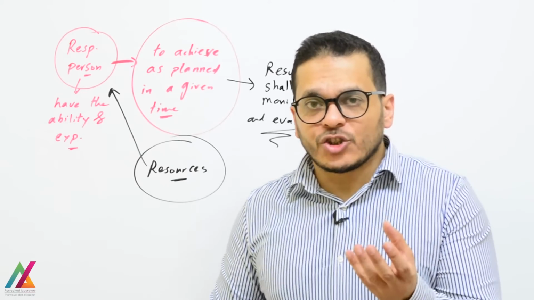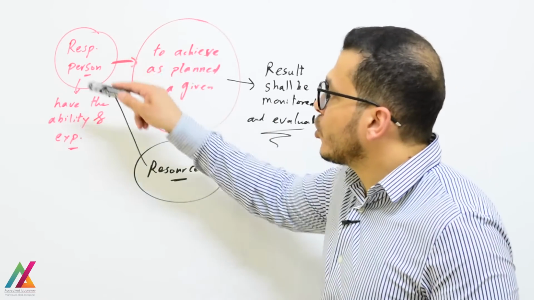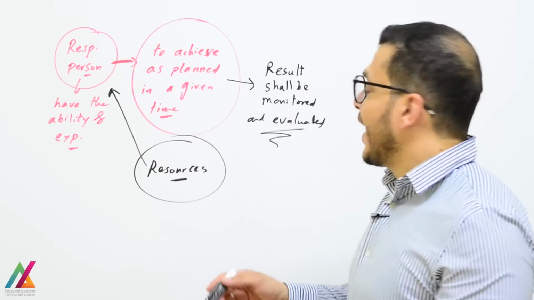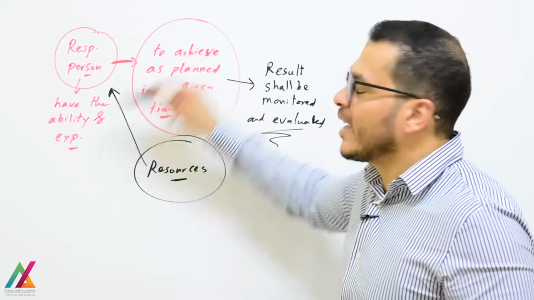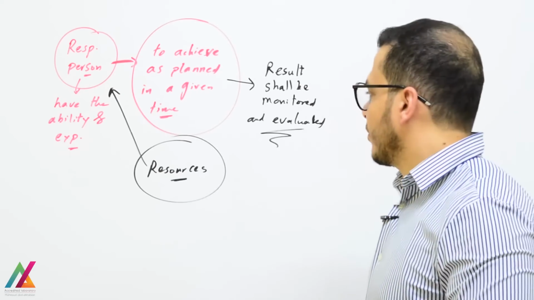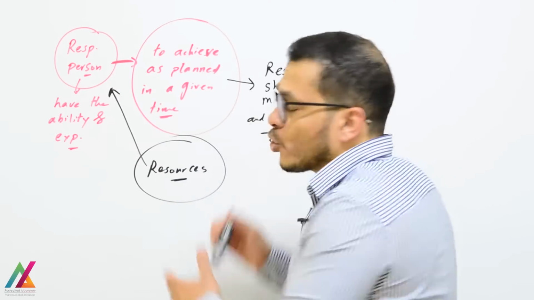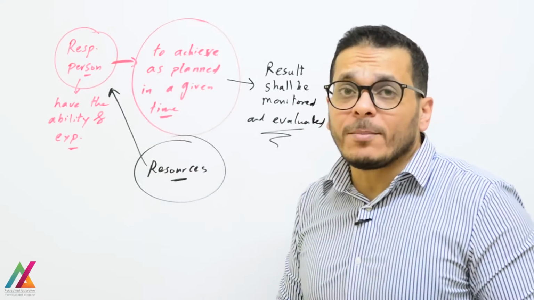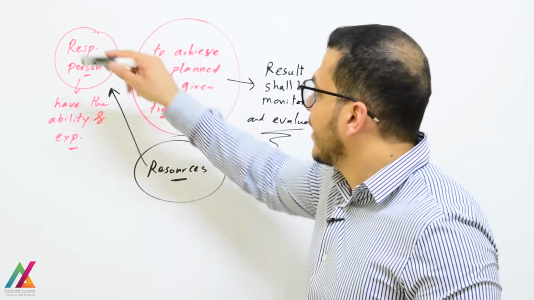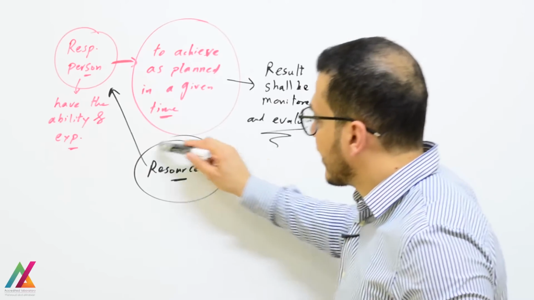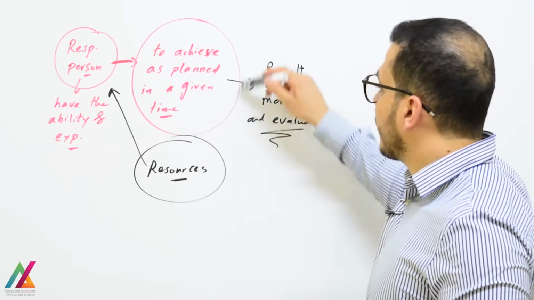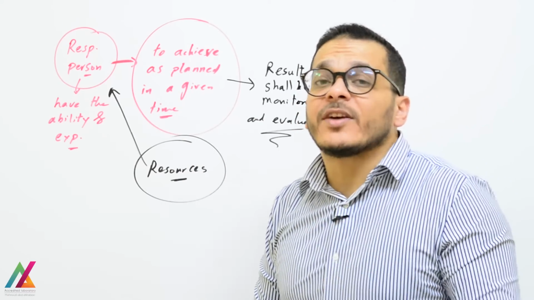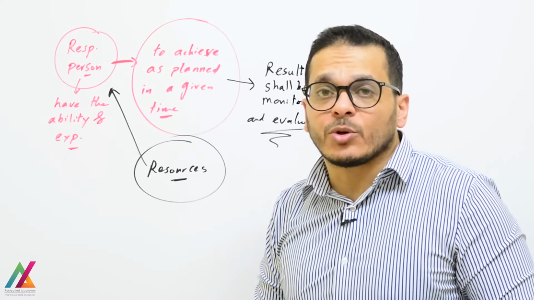Each objective to be achieved shall be given to the responsible person who has the ability and the experience to achieve it as per the plan in the required time. And all resources required to achieve this objective shall be given to him. And at the end, the results from this process, these are inputs. The results of the objective shall be monitored and evaluated by the top management of the organization.